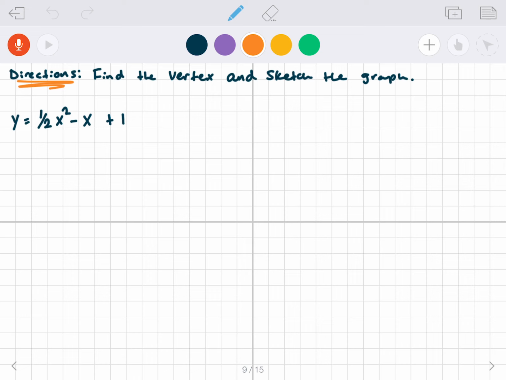Let's do another example. So first thing you want to do is get your vertex. And again, I encourage you guys to pause the video and see if you can do this on your own. So H is -B over 2A. In this case, A is equal to 1/2. That's attached to X squared. And B is equal to -1 because it's attached to X.